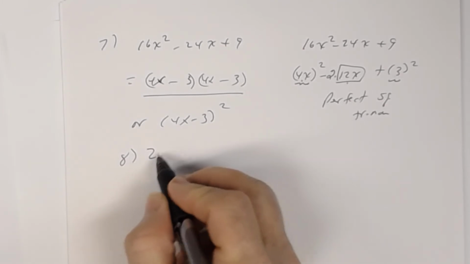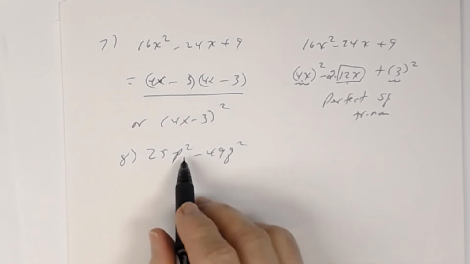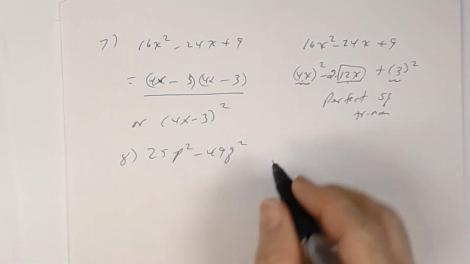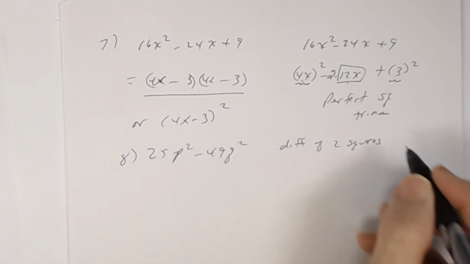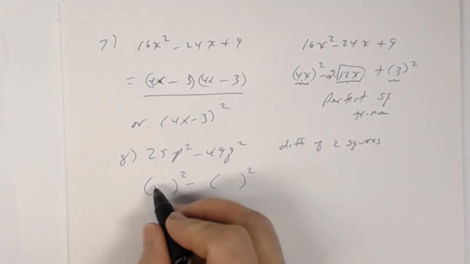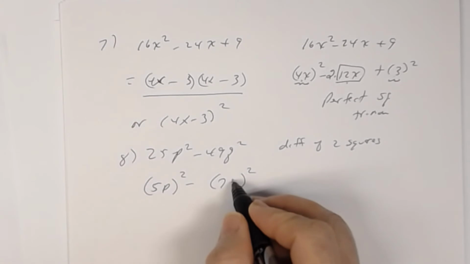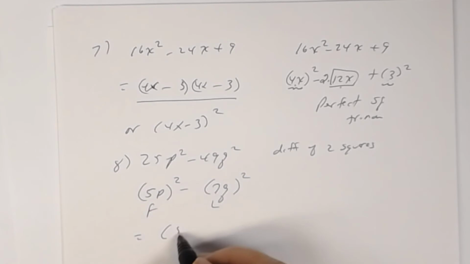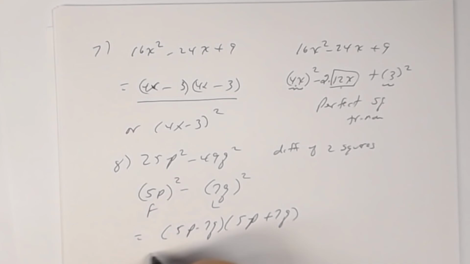Number 8, I have 25p squared minus 49q squared. So again, notice you have two terms. There's a subtraction symbol in the middle, p squared, q squared. So let's see if this is the difference of two squares. It is, because I can rewrite 25p squared as (5p) squared, and then I can write 49q squared as (7q) squared. And so there's your f and there's your l. And so now you get (5p minus 7q) times (5p plus 7q).